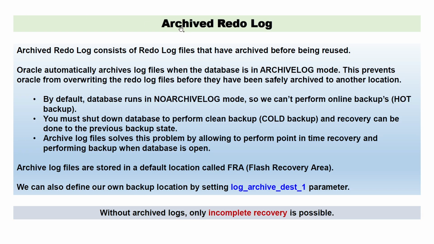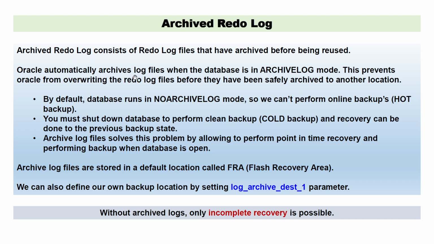Now, what is this archive redo log? The archive redo log consists of redo log files that have been archived before being reused. Remember one thing: once the redo log is used, before it can be reused by another transaction, it has to be archived, and that's what is the archive redo log. So, archive redo log is a copy of your redo log file, made before another transaction overwrites it. It's like a safe copy.